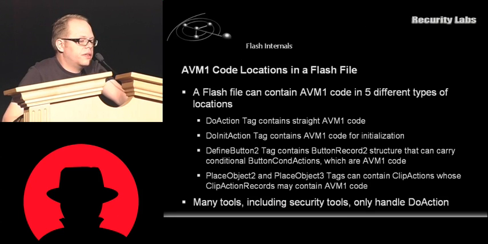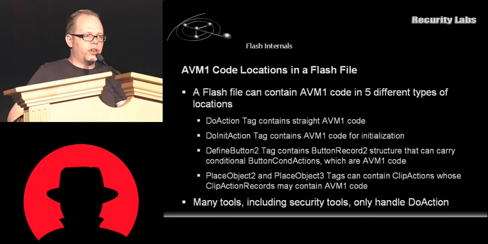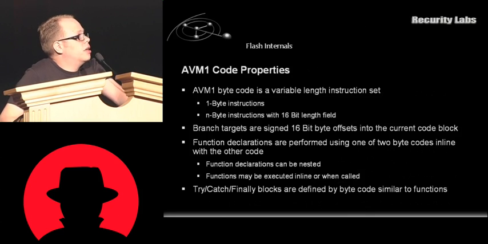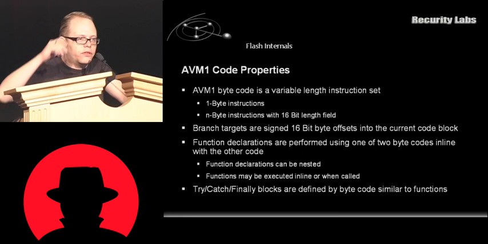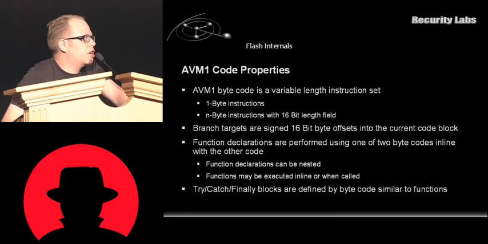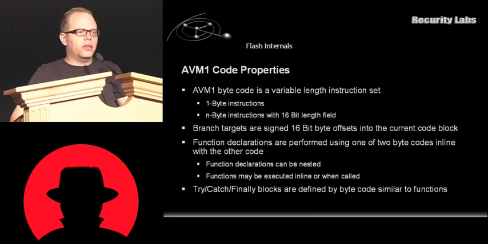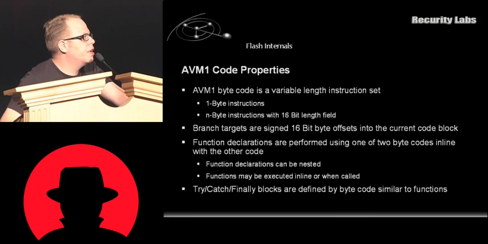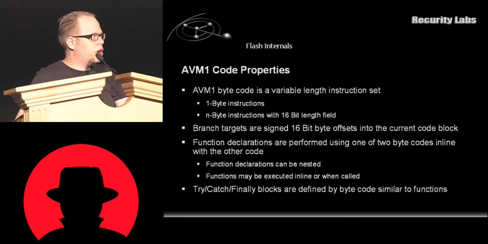The interesting thing is that many tools that we looked at, also many security tools, will only look at do action and maybe do init action for code. They will never discover code that is connected to shapes. The code itself is a variable length instruction set. There are either 1 byte instructions for simple stack operations like add, subtract, not, or n byte instructions with a 16-bit length field. The branch targets are byte offsets, assigned 16-bit offsets into the current code block.